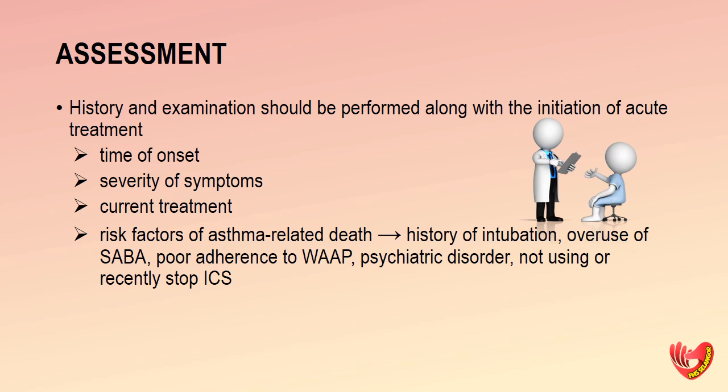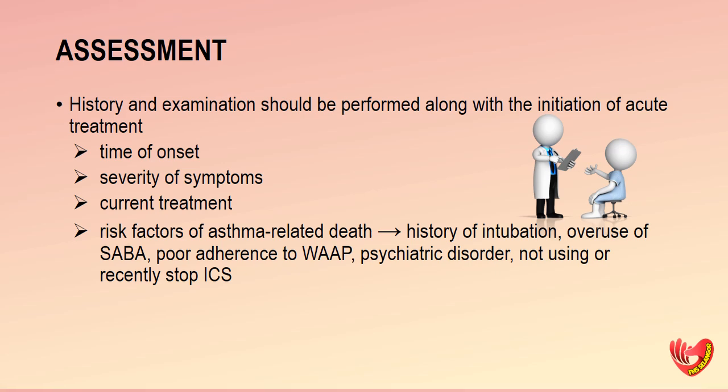How do we assess when a patient presents with acute asthma exacerbation? History and examination should be performed along with the initiation of acute treatment. We should ask the time of onset, severity of symptoms, and current treatment, and look for the risk factors of asthma-related death, such as history of intubation, overuse of SABA, poor adherence to written asthma action plan, psychiatric disorder, not using or recently stopped ICS.